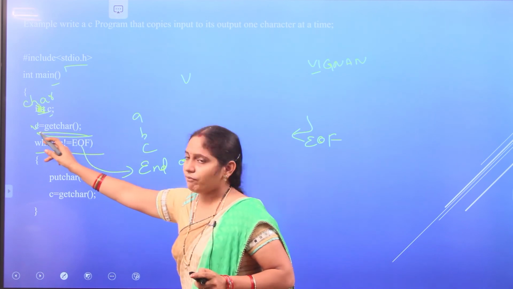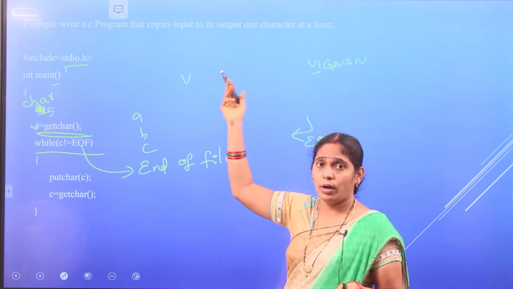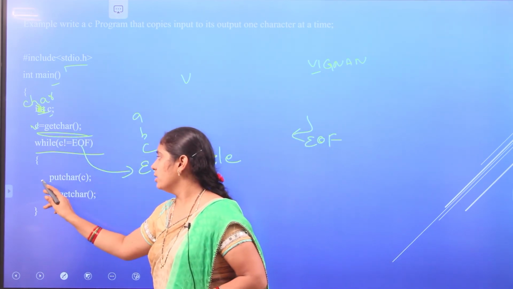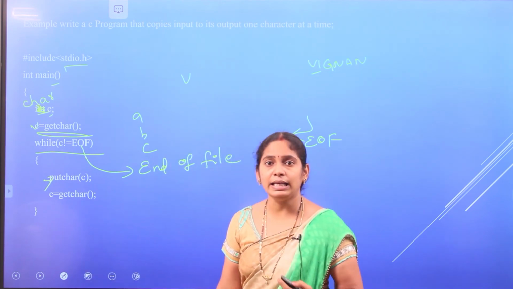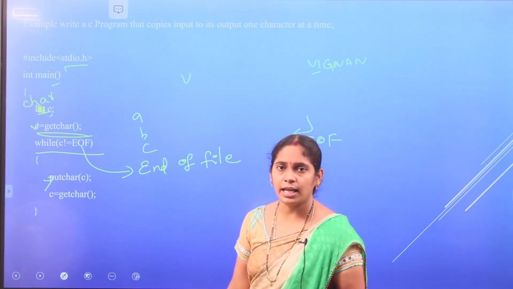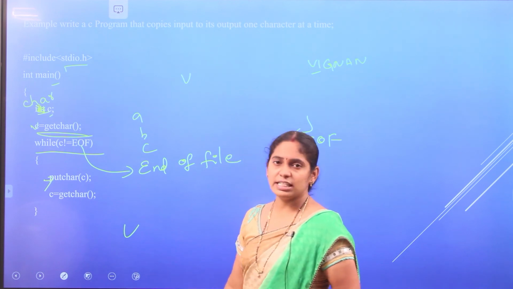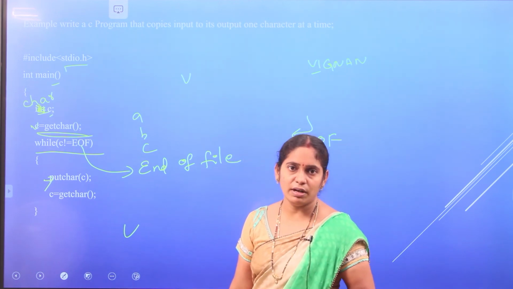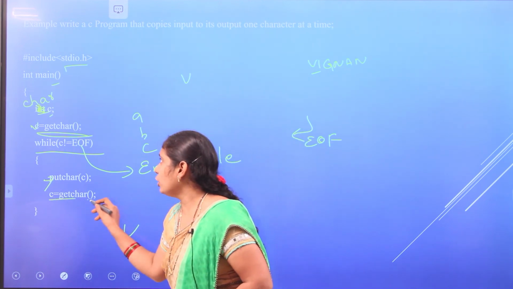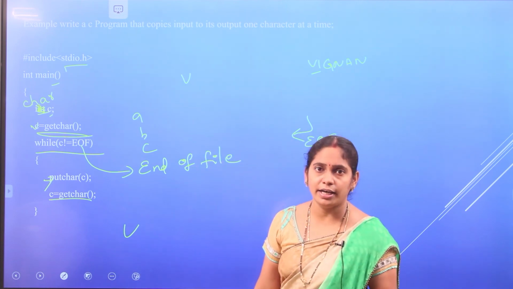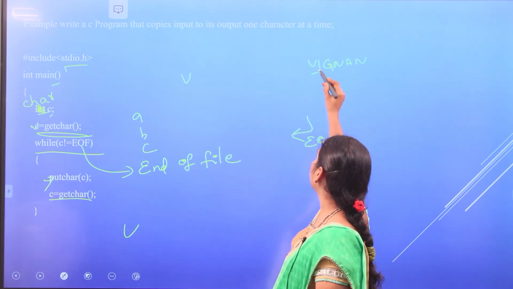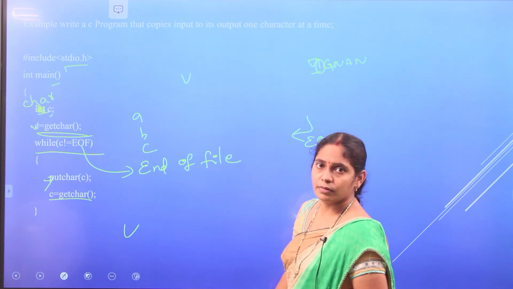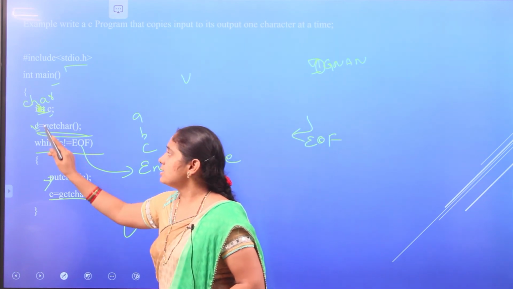So after typing V, we have one more character, no enter. So it comes here and prints that character. What is in C? C is having V, so V will be printed. And then C equal to get char, one more character it reads. What is the next character? That is nothing but I. I is stored in C.